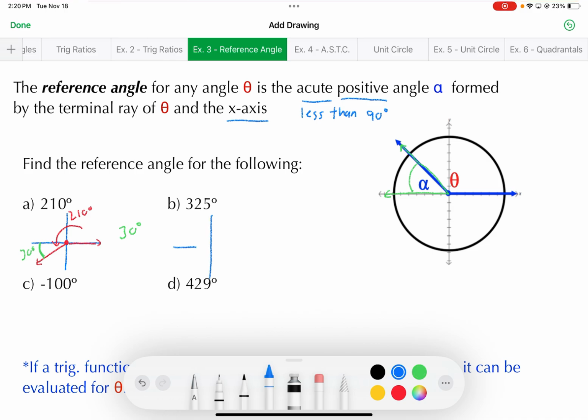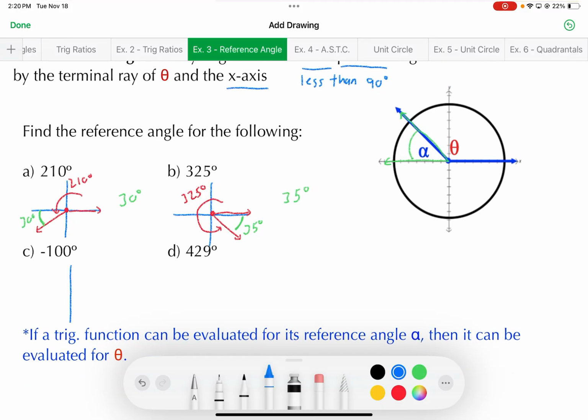What about 325? Well, that would put you in the fourth quadrant, if you drew that out. What is this smaller angle here? 35. That's your reference angle.